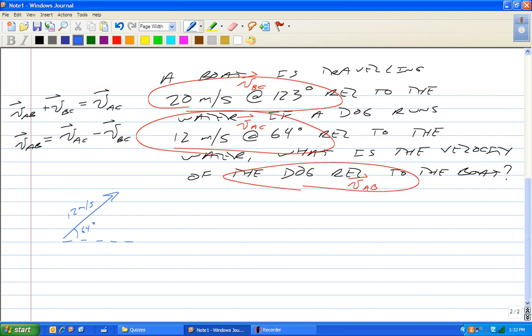Now, I'm going to add what to AC? Negative BC, the opposite of vector BC. If I were to add BC itself, where would it go? Up and left, right? It would go like this, because that's 123 degrees. So I need it to be the opposite of that. Now, how do I get the opposite? What's the direction of the opposite? Complete opposite. Do it 180.